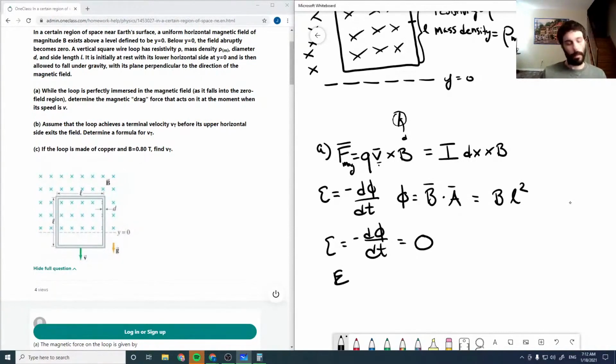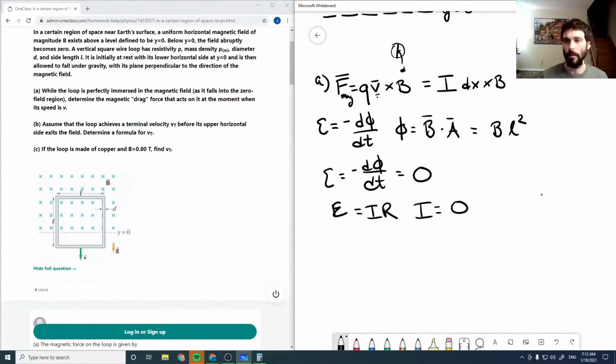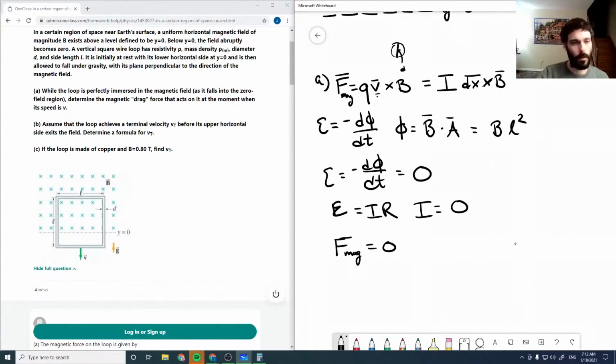And so then our EMF is 0. Then our EMF is equal to our current times our resistance. So then our current is 0. So we have no current flowing when it's fully in the field because nothing's changing. And so because we have no current flowing, then our magnetic force is 0. Okay?